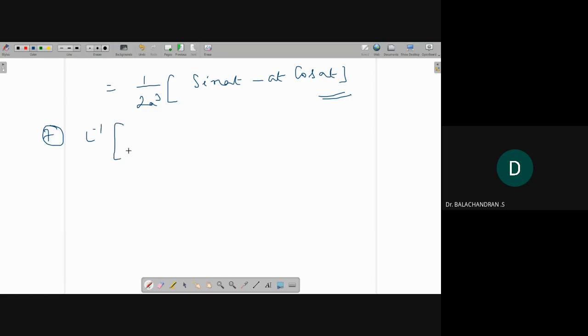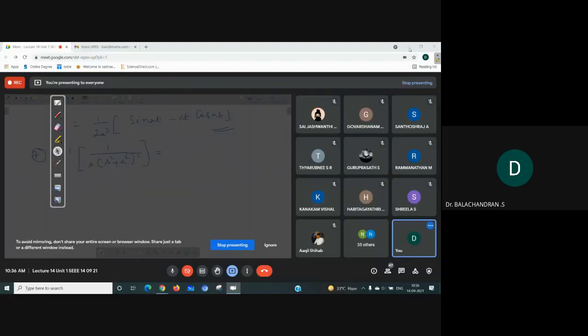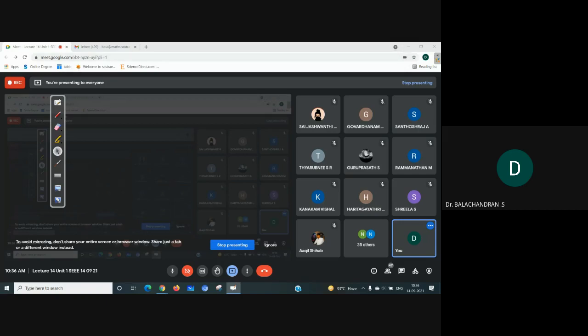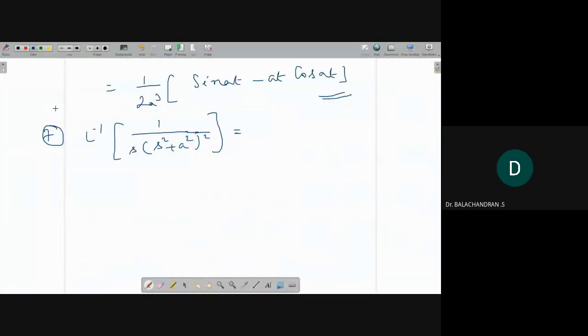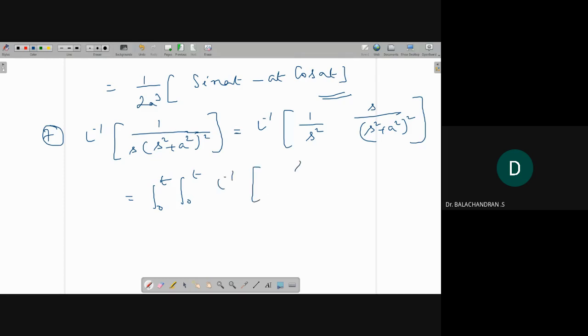So next problem, L inverse of 1 by s into s square plus a square, whole square. Please tell the first step. Sir, again we can multiply and divide by s. Yes, correct, Sheila. Again we need to multiply and divide by s here. So 1 by s square, s by s square plus a square, whole square. So now instead of s square, 0 to t, L inverse of s by s square plus a square, whole square.